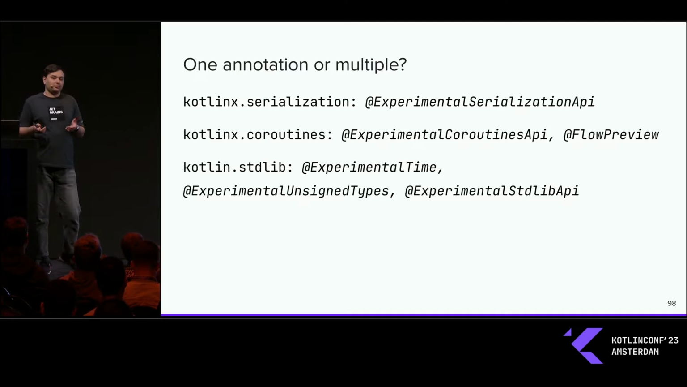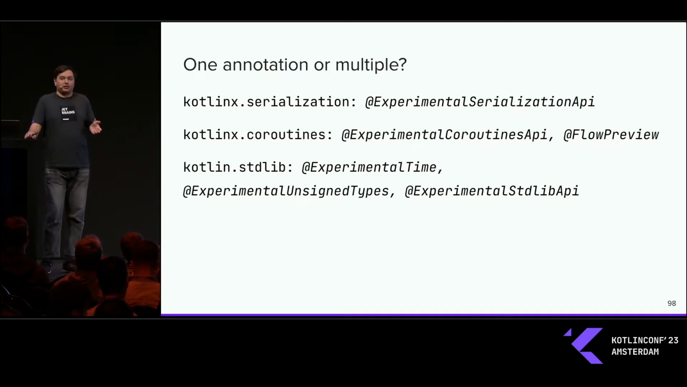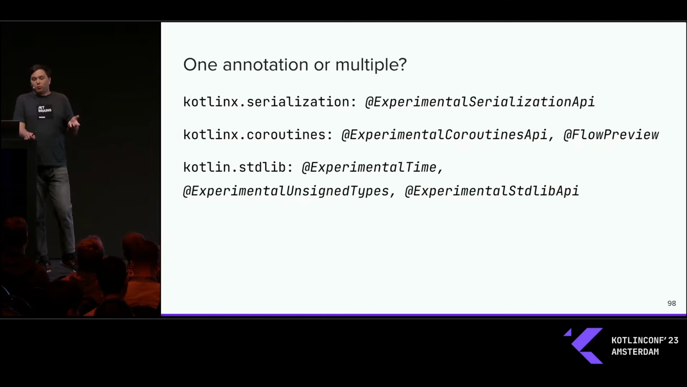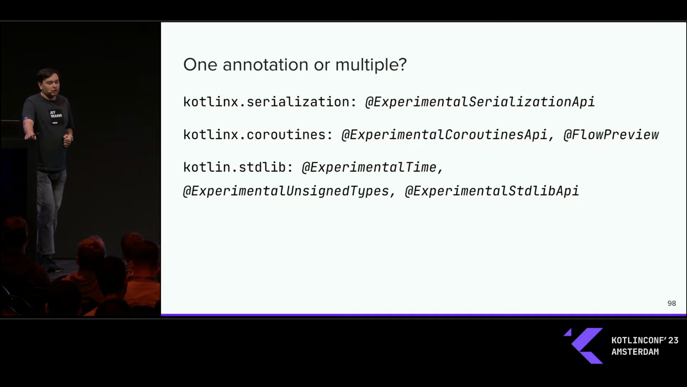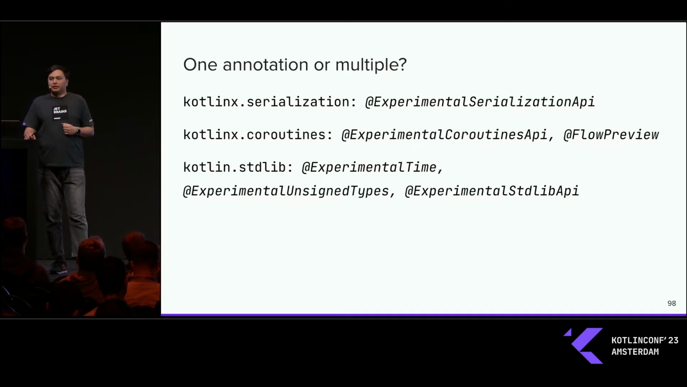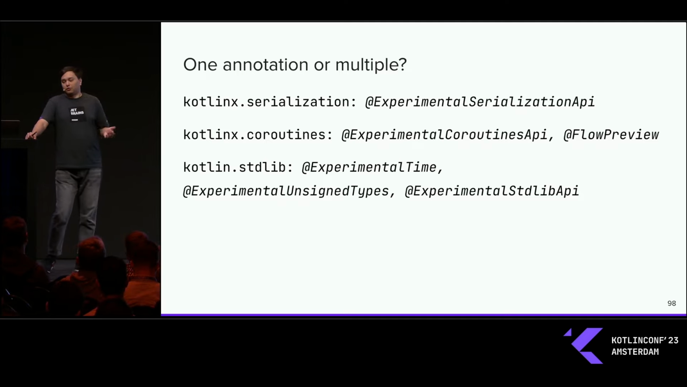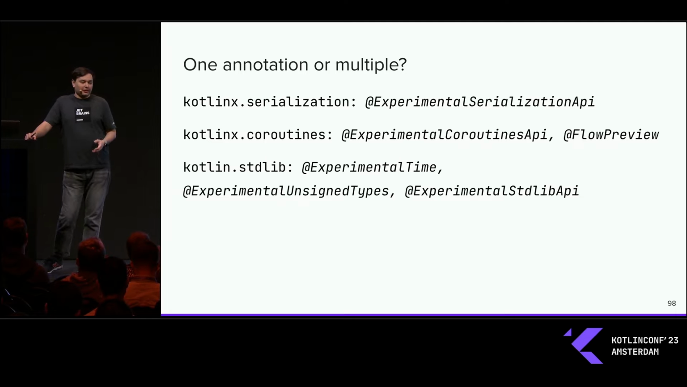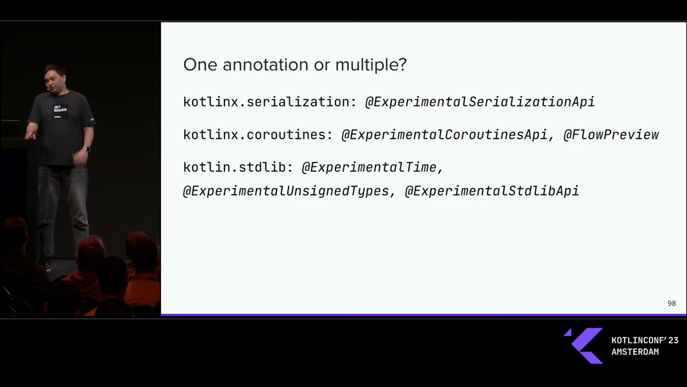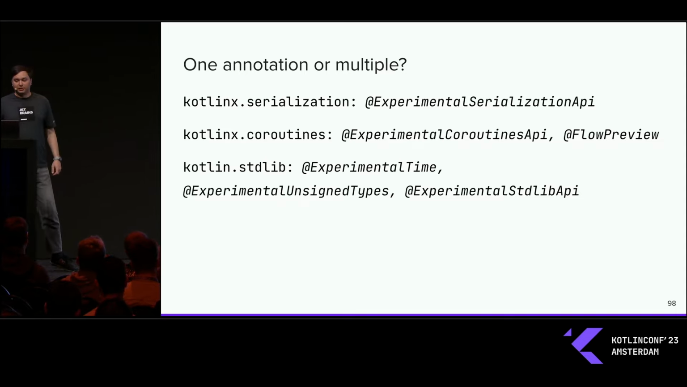The reason behind this is that these are completely different functionality, and we may want to drop experimental time and promote unsigned types to stable at the same release, and so on. So in general, try to make an experimental annotation for every new large part of functionality, but you definitely shouldn't invent a new experimental annotation for every new function you add or something like that. Just use the big one, like experimental serialization API.